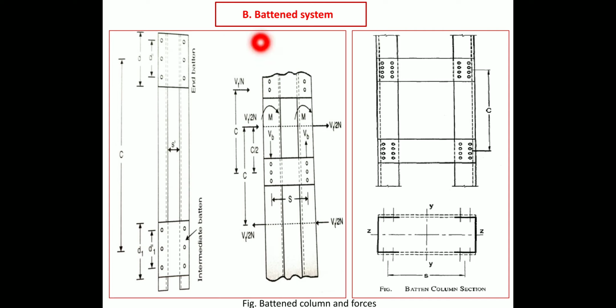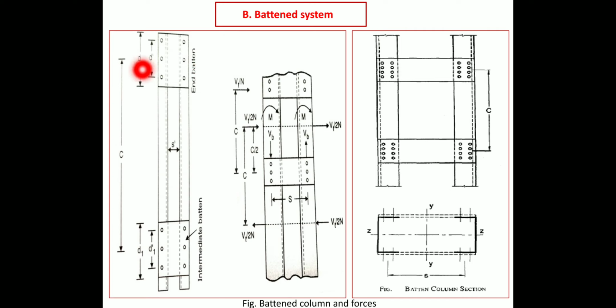Then coming to part B, this system is known as a batten system. If we refer to this figure, here two I sections are placed like that, and these are known as battens, which we can provide at the end as well as at the top and intermediate. Here the first figure clearly shows this is called an intermediate batten, and this is called an end batten.